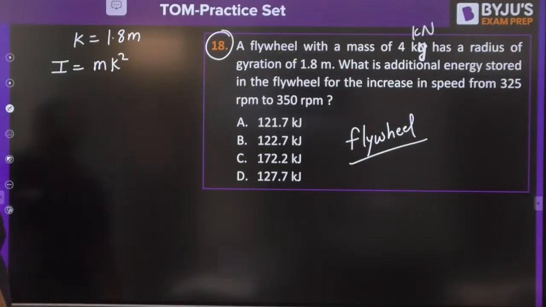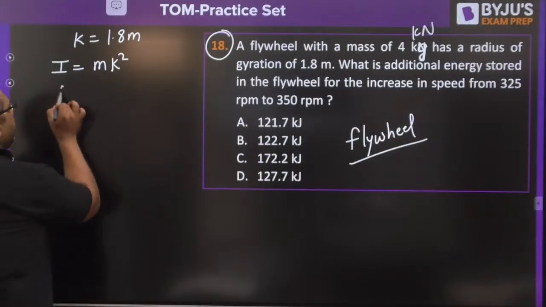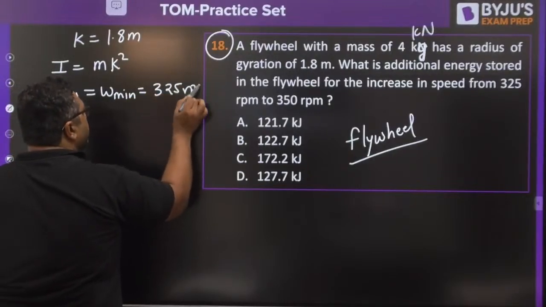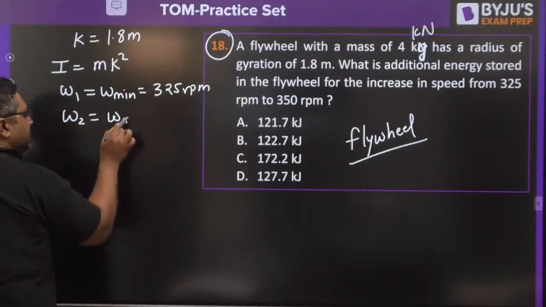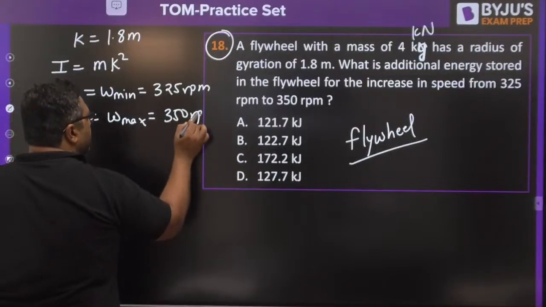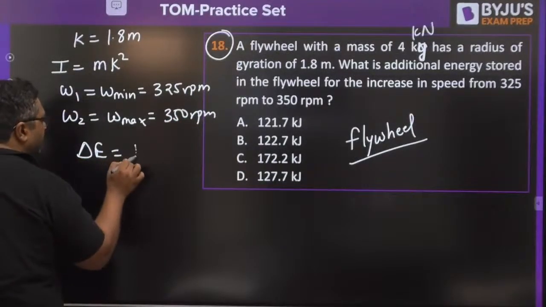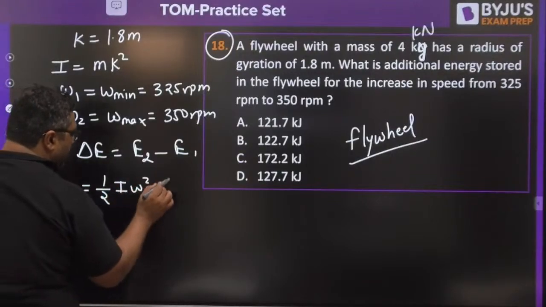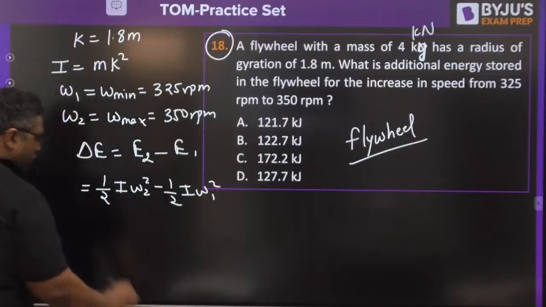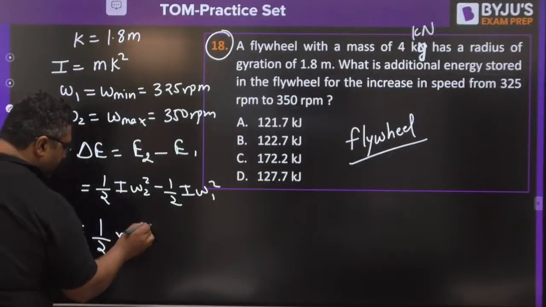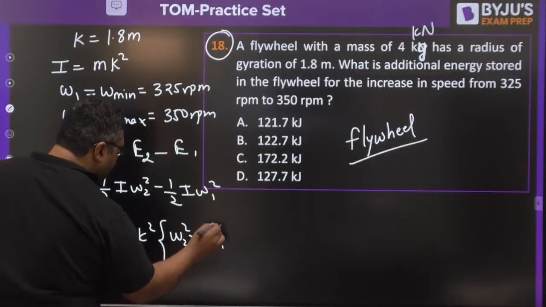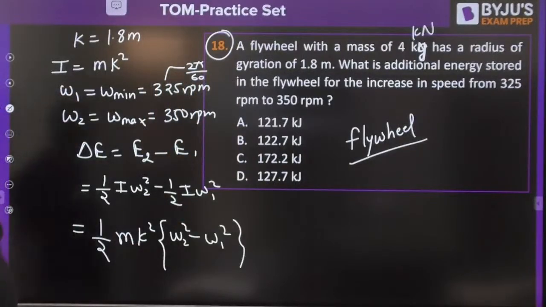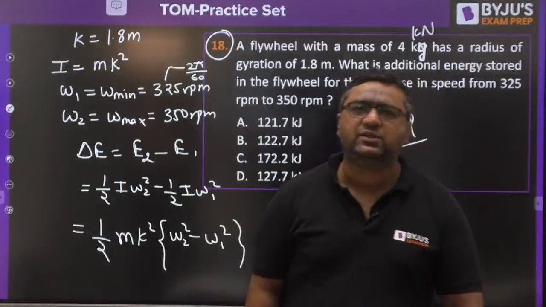Then what is the additional energy required in the flywheel for increase in speed from 325 to 350? So omega 1, which is omega minimum, is given as 325 RPM. Omega 2, which is nothing but omega max, is 350 RPM. The question is very easy. They are asking you delta E, energy stored by flywheel, E2 minus E1. This is half I omega 2 square minus half I omega 1 square. So you just need to put the value half mk square, omega 2 square minus omega 1 square. And this is RPM, so you need to multiply with 2 pi by 60. Solve it and get the answer, guys. This is pure calculation based.